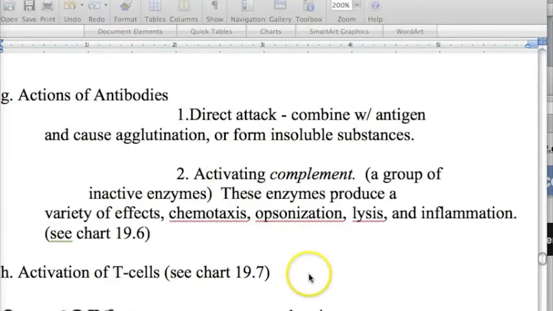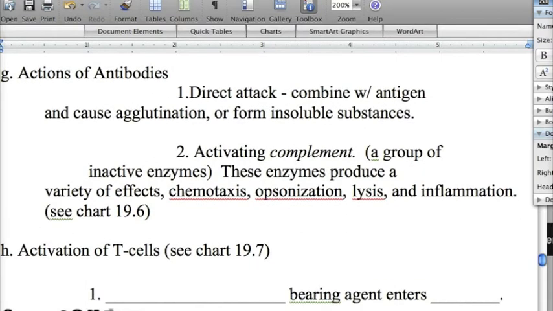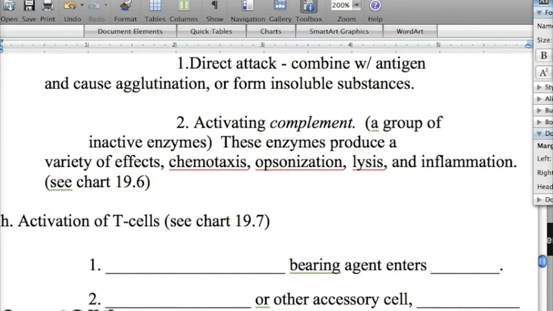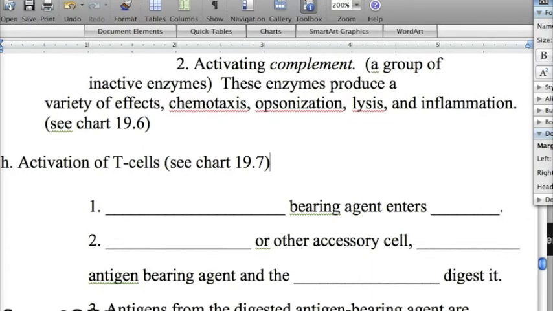So how are T cells activated? We talked about B cells and the activation of our B cells, and our T cells are pretty important too. And actually the T cell being activated will help to activate the B cells. Our T cells are activated when a pathogen or an antigen-bearing agent enters the cell.